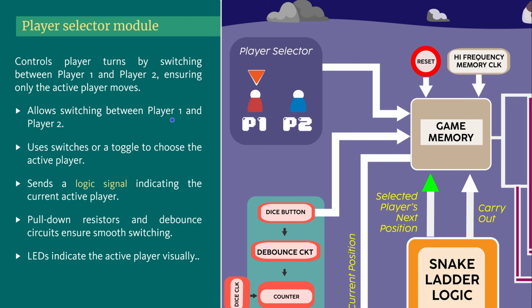So it allows switching between player 1 and player 2. For this you can use a switch or a toggle, and this sends a logic signal indicating the current active player. That means which player is currently playing.